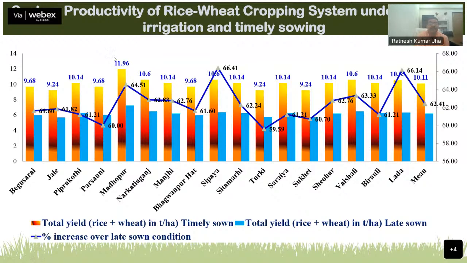As Sudeshna has already told in the initial introduction, we are dealing with all 17 districts of northern Bihar. So you see, in almost all districts, we have achieved the target of 10 tons per hectare.